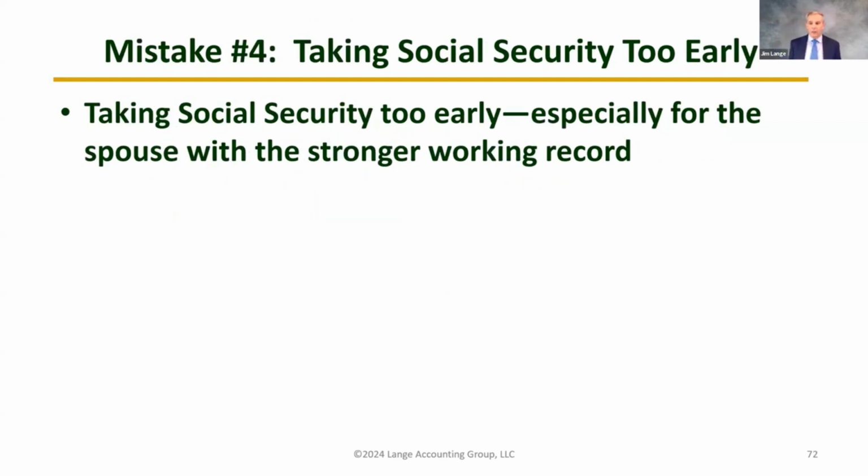Okay, next mistake, which I suspect is going to be the last that we're going to have time to do, is taking Social Security too early. Most of my clients are better at this than, let's say, the general population. But especially if you have a husband and wife and one of you has a strong work record for the purposes of collecting Social Security, subject to relatively rare exceptions, I am a big fan of the person with a stronger work record to hold off on Social Security till they are 70.